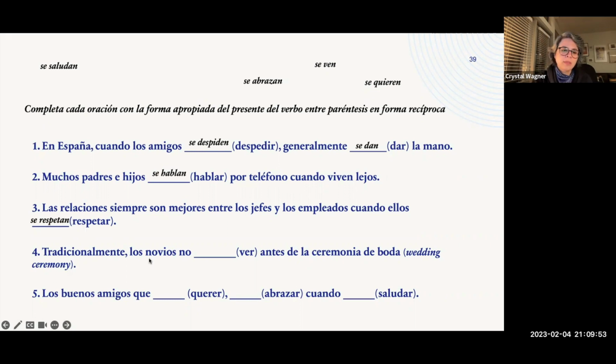Traditionally, and this is kind of easy to understand based on the spelling, right? Los novios no se ven. So los novios would mean the bride and groom, or the grooms, or the brides, whichever is getting married, whichever persons. No se ven antes de la ceremonia de boda, for the wedding ceremony, right? This is kind of like an old tradition, not sure how current it is or not. Los buenos amigos que se quieren se abrazan cuando se saludan.